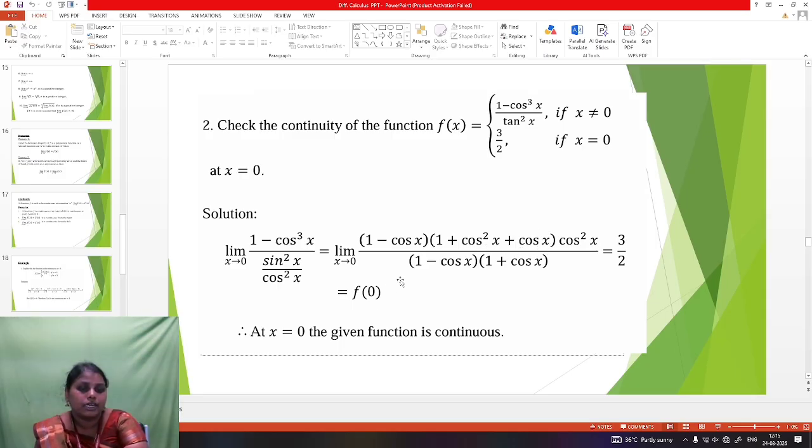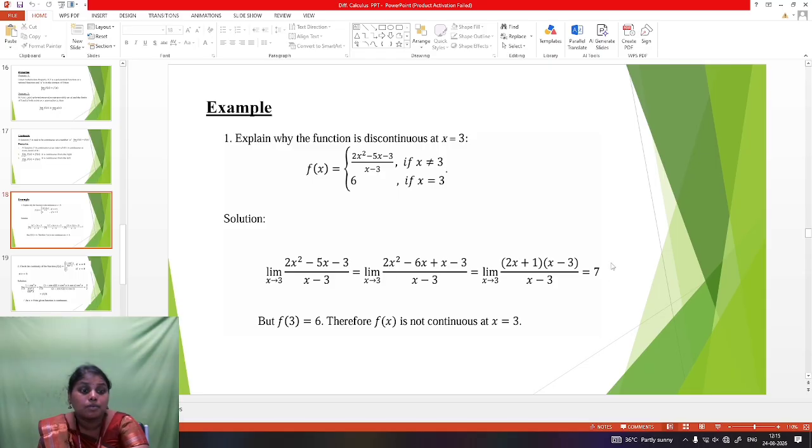The numerator value is 3. The denominator is 1 plus cos x, with x equal to 0, so 1 plus 1 is 2. The answer is 3 by 2, the same answer at x equal to 0. So at x equal to 0, the given function's limit exists and equals the function value. So it is a continuous function, not a discontinuous function.